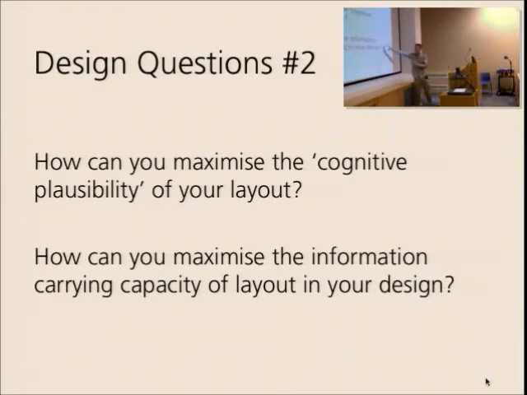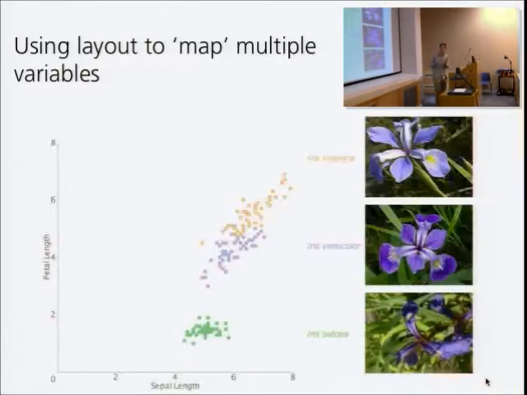So thinking about this question, how can you maximize the information carrying capacity of your layout in your design, I think is quite an important way of conveying information without making a graphic too complex. I'm going to take an apparently trivial example to start with. It's a classic data set, this.